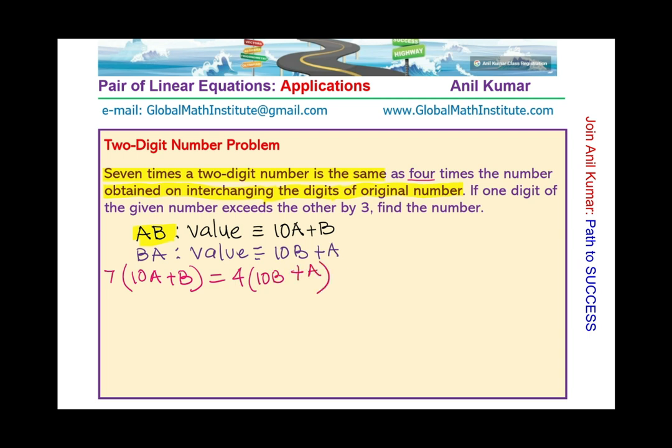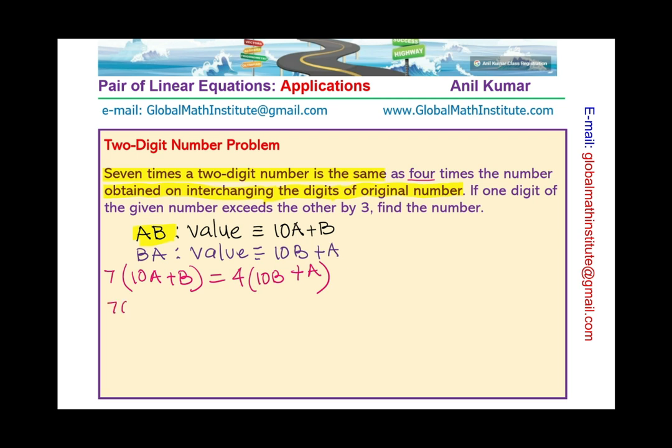That is why it was kind of important to understand how we work with a two digit number. If it was a three digit number, ABC for example, then A was in place value of 100, B in tens, and C was in ones, right? So likewise, you have to solve these types of questions. So we get our equation. Let's open and simplify this.